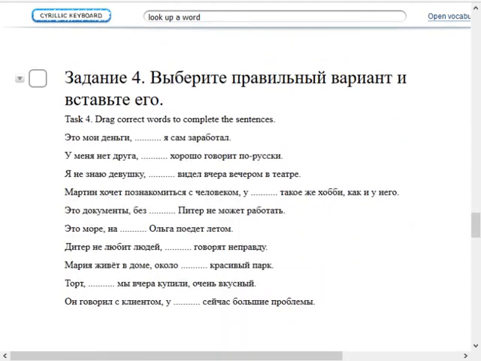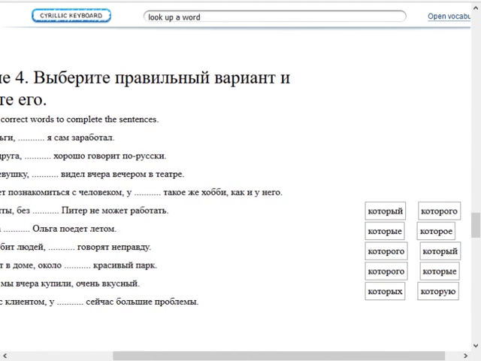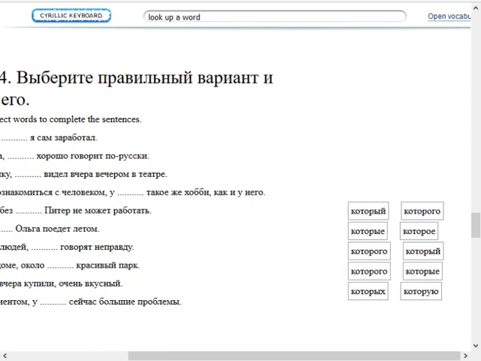Okay, task number 4. Getting along pretty well, I think, actually. Это мои деньги, something, заработал. It's my money, which I earned, I believe. I don't think we've seen this verb заработал before, but yeah, it's like he's saying this is my money which I earned myself. So, which form do we use here?